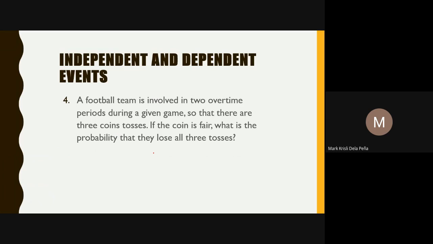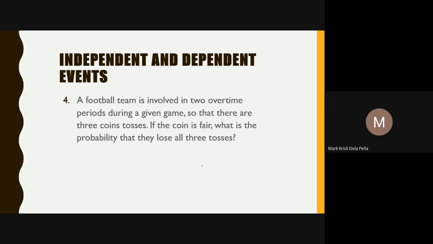Next, a football team is involved in 2 overtime periods during a given game, so that there are 3 coin tosses. If the coin is fair, meaning one side of the coin is head and the other is tail, what is the probability that they lose all 3 tosses? Again, our purpose here is just to determine whether events are independent. We will do the solving later.